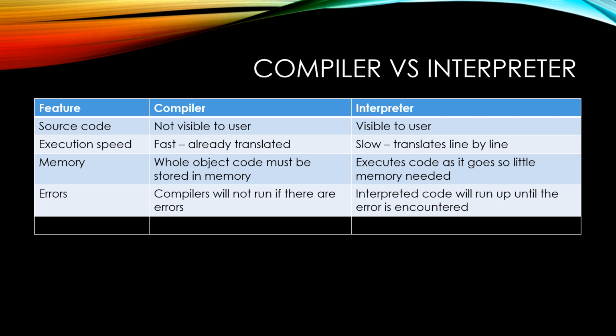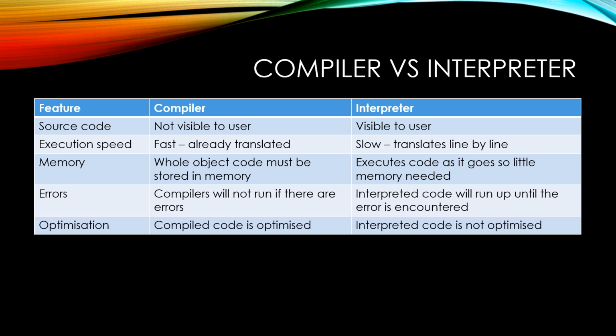Compiled code will not be able to be compiled if there are errors in it. You're likely to be shown any syntax errors in a report if you try to compile and it doesn't work. Interpreted code will run up until the error is encountered. This can make it very valuable in trying to debug programs. Compiled code is also optimized so that it runs faster, whereas interpreted code is not optimized.